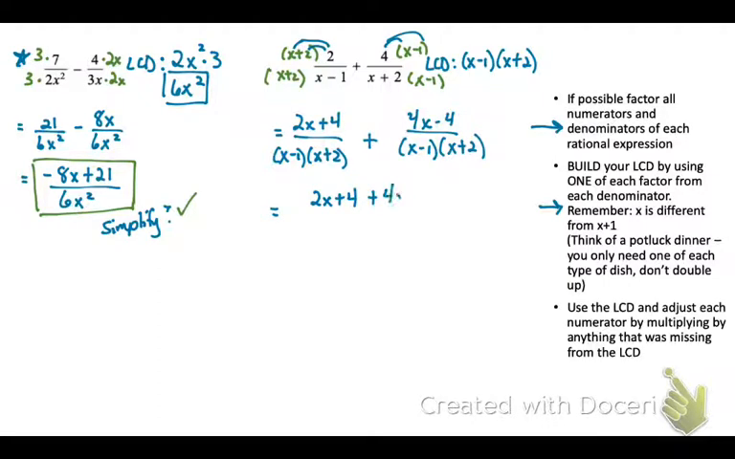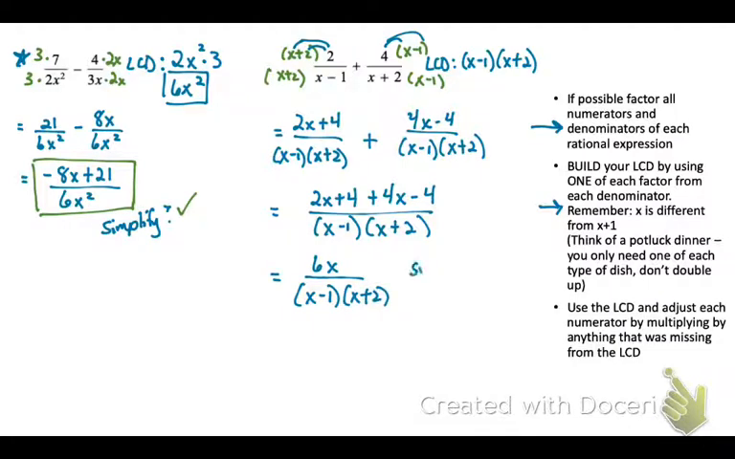So 2x plus 4 plus 4x minus 4 all over, and I just write my one common denominator. And now I can combine like terms in my numerator, and then just check and see if I need to simplify anything. But there's nothing that will factor or divide out for me.